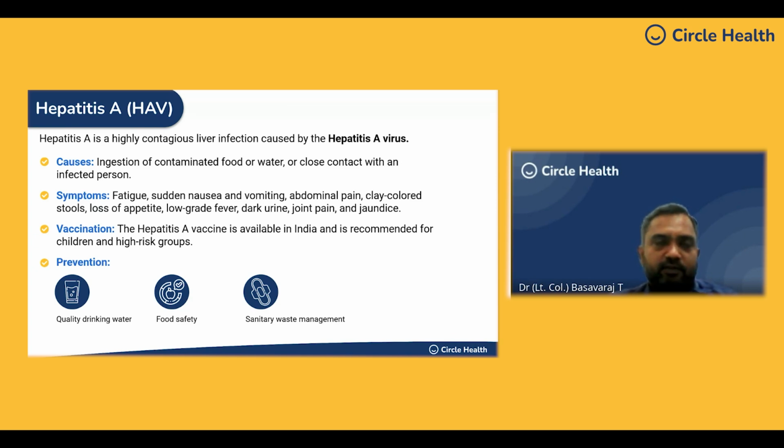Then sanitary waste management. Now this usually happens where the pipes are old. The municipality has laid down pipes some 20-30 years ago, which are lead pipes or iron pipes, and after a few years they go through rusting and corrosion and they leak. So when it comes in contact with sewage water, it gets contaminated.